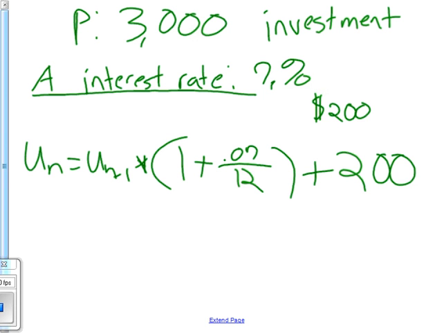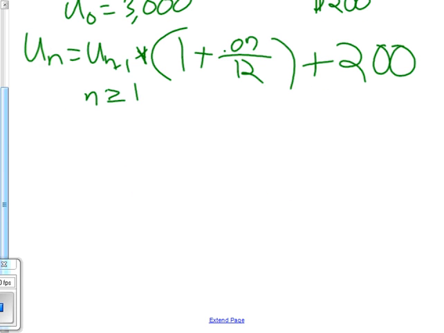So real quick, why doesn't everybody put this into their calculator? So U of 0 is equal to 3,000, and then n is greater than or equal to 1. Everybody put this into their calculator and see what you get when you get to, let's say, 3 years from now. And then once you get that, put that into Pear Deck, and let's see what you get there.